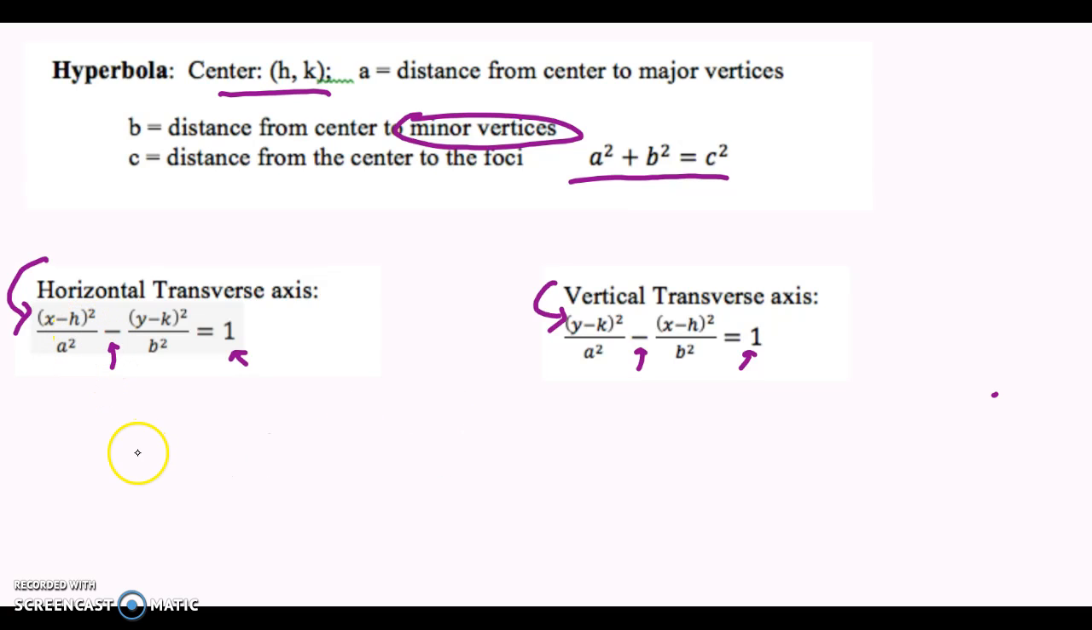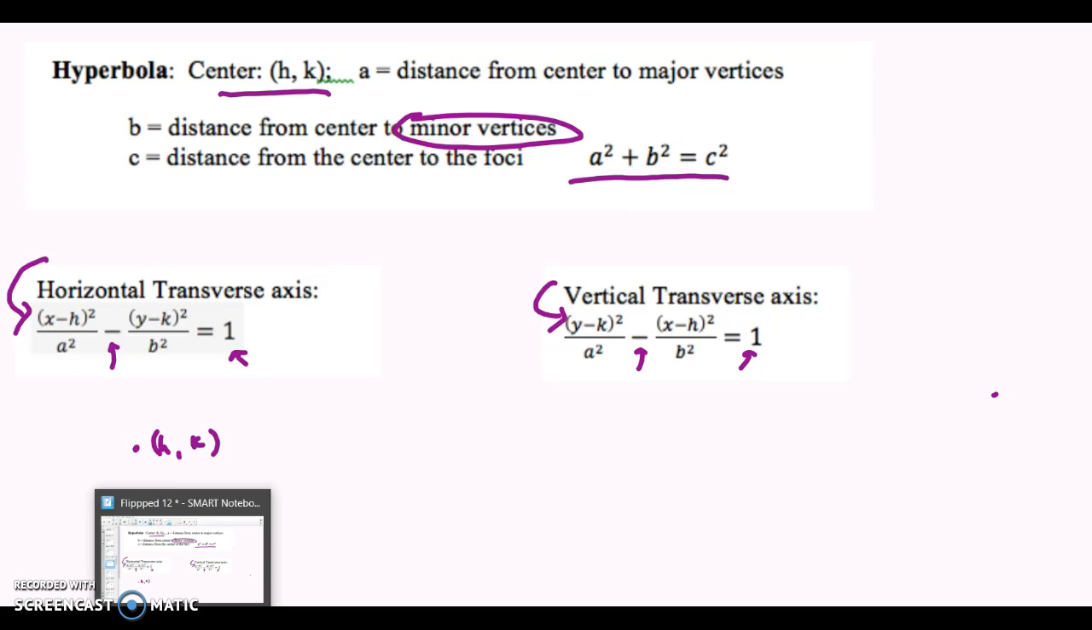Here's what happens with the ellipse. You start off with a center. That center is h, k. I'm sorry, here's what happens with a hyperbola. I keep saying ellipses because I really like ellipses. I don't know why. I should get an elliptical.